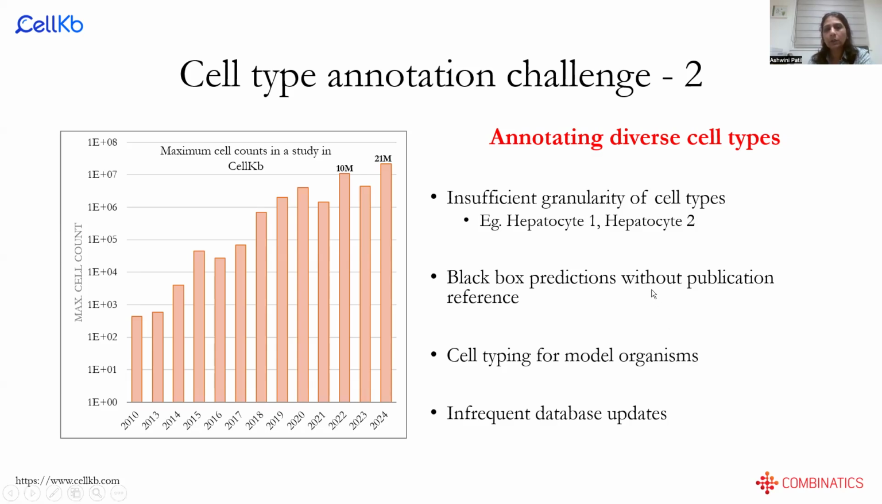And of course, the databases or the models underlying several methods are infrequently updated, which means that if you have a cell type that has been identified in 2024, you won't be able to catch it because your reference contains data from 2021. So that actually affects the annotation of diverse cell types because it limits the number of cell types that you are going to find in your reference.